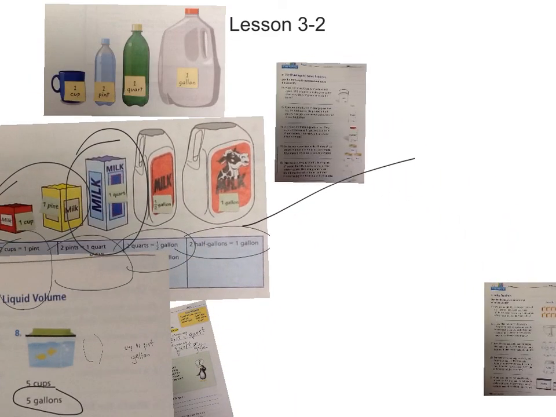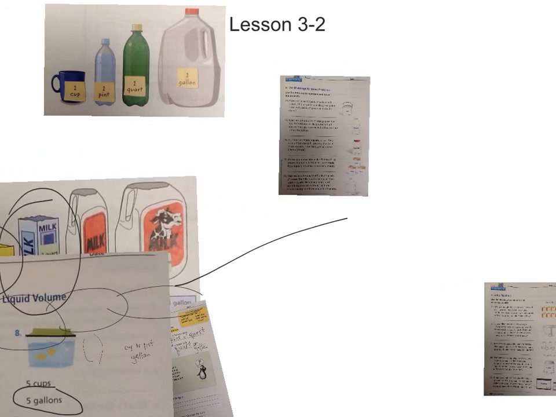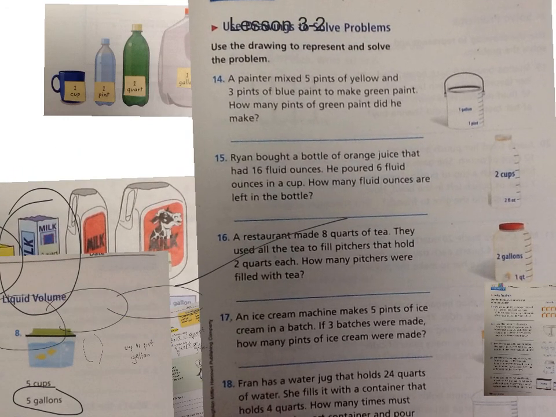Next page. And we're going to start working with some story problems. It says, a painter mixed 5 pints of yellow and 3 pints of blue paint to make green paint. How many pints of paint did he make? Hopefully you look at it and say, well, that's pretty simple, 5 plus 3. It doesn't matter what color they started because they all end up green, so 5 plus 3 would equal 8. Eight pints.